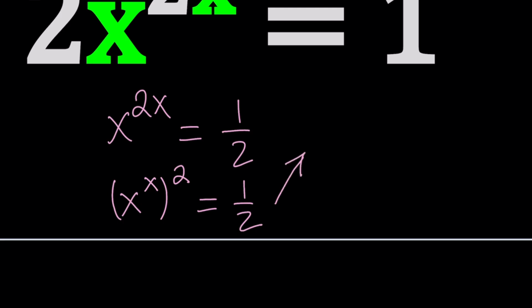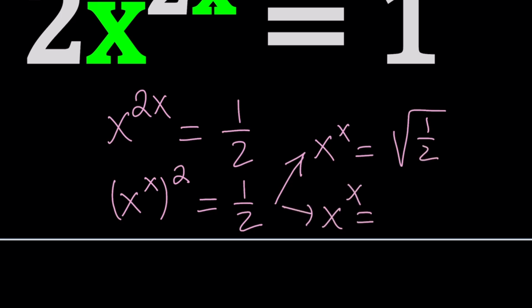Because there are 2 numbers whose square equals 1/2, right? What are those numbers? One of them is the square root of 1/2, and the other one is the opposite of that, right? There are 2 numbers whose square equals a non-zero number. Well, I should probably say a positive number, because it's supposed to be positive if we're dealing with real numbers.